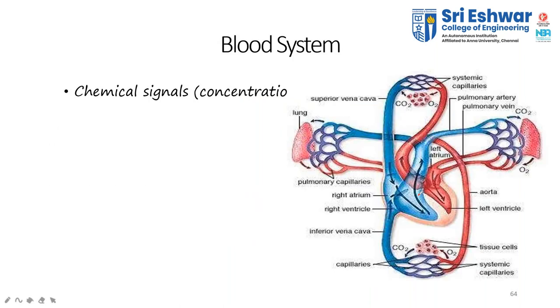And next comes the blood system, the last system of the human body. Can you tell me what are all the things present inside the blood? Can anyone tell me? What are all the components present in the blood? What color is RBC? Okay, WBC. Good answer.